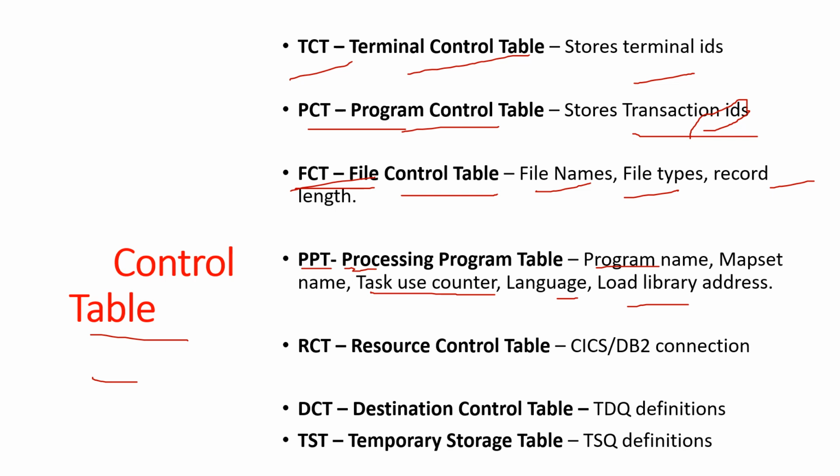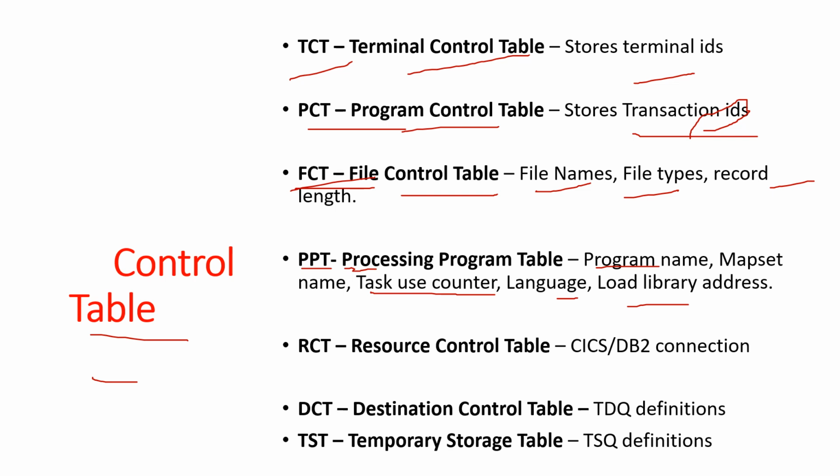is allocated to a transaction from the PCT. So it checks if the program is loaded or not. If it is loaded, then the task use counter is increased by 1. If the program is not loaded, then the program is first loaded and the task use counter is set to 1, and it gets the load library address from the PPT.